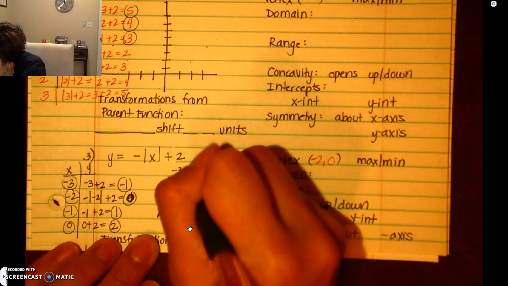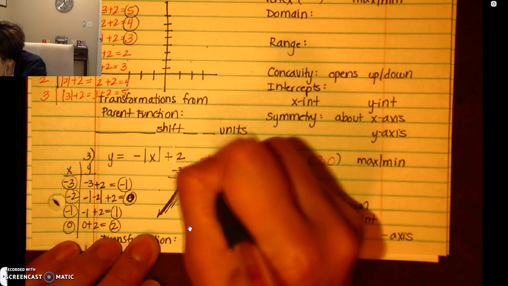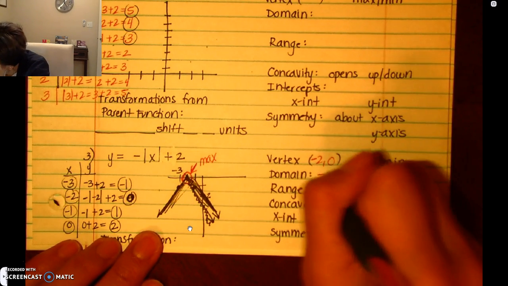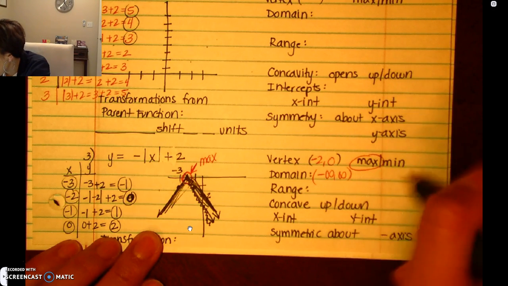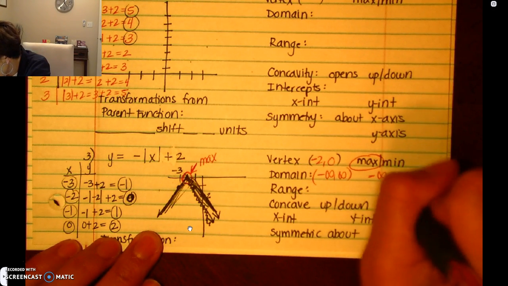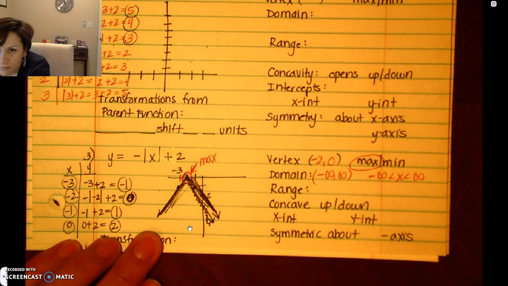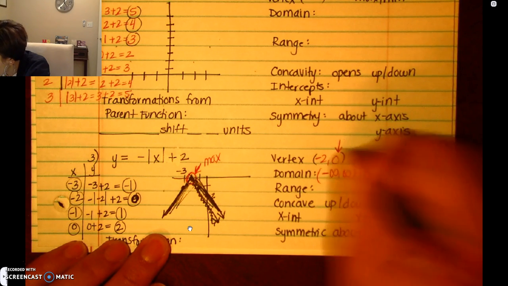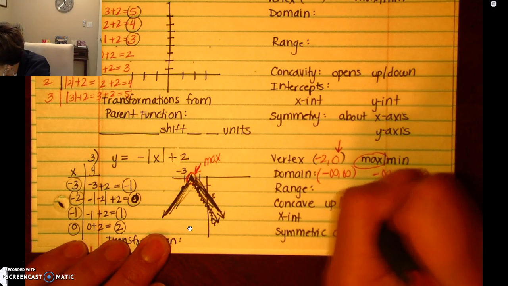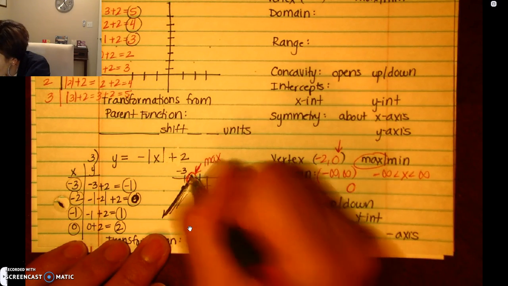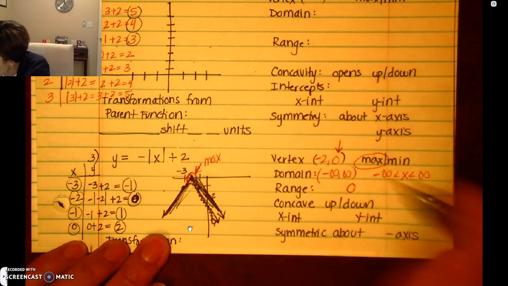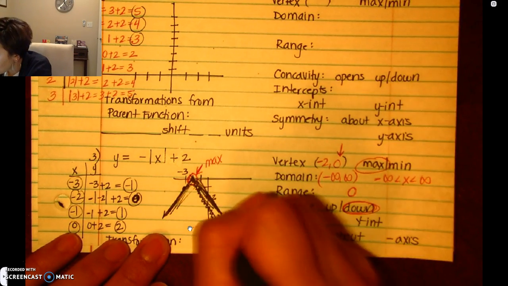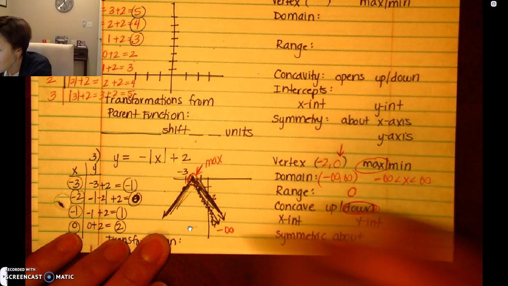Is this a maximum or a minimum? This is a maximum. It is the highest point on the graph. Your domain is always all real numbers. It's always going to be -infinity to +infinity for any absolute value function. The range depends on your vertex. So the y-coordinate of your vertex is 0. So I have to figure out, is my graph pointing down or is it pointing up? The correct answer is down. Since it is pointing down, that means it's going down to -infinity.